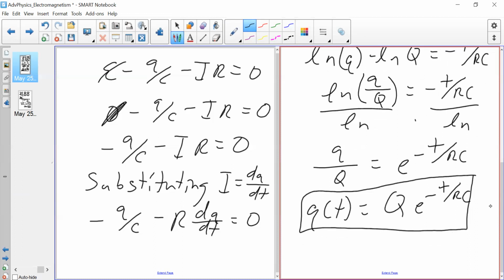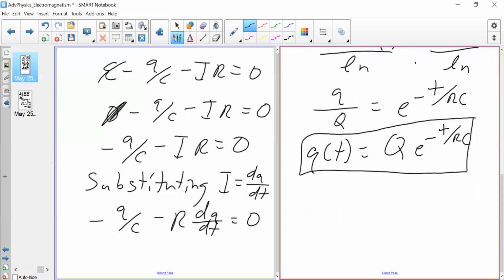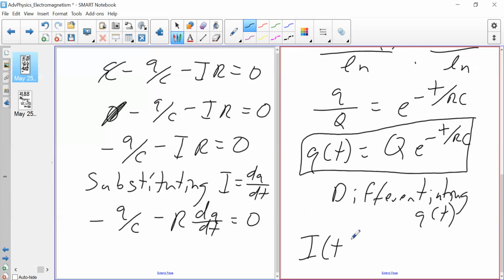So as a capacitor discharges, this is how Q is going to vary through time. It's going to be a decay, okay? Exponential decay there. And so the current, we're going to differentiate the function Q of t, and we're going to get I of t equals negative Q over RC e to the minus t over RC.